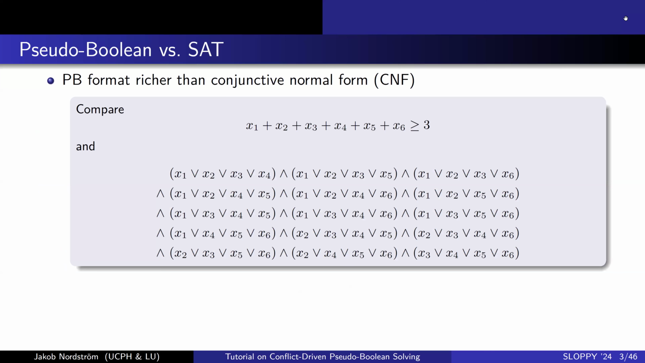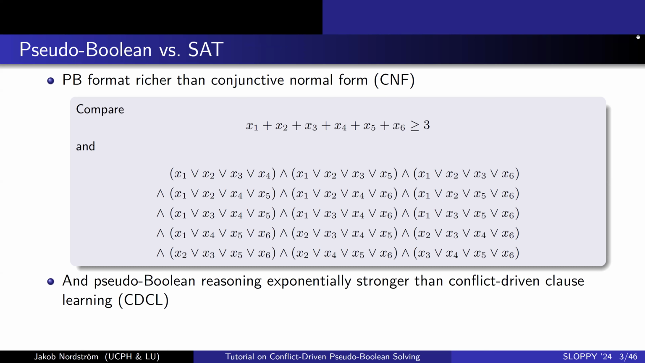Why do we care about this? Why aren't we happy with CNF? Well, CNF is kind of cumbersome. If you want to say that the sum of 6 variables is at least 3, then there's this cardinality constraint as a single line. And if you want to write it in clausal form, either you're going to get some beast like this, or you have to use some kind of sophisticated encoding with additional auxiliary variables or something. And that's not so nice.